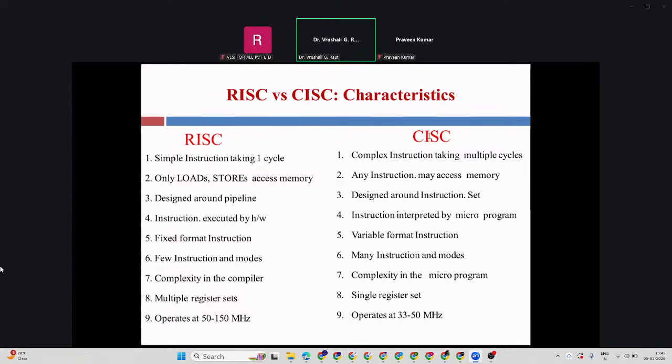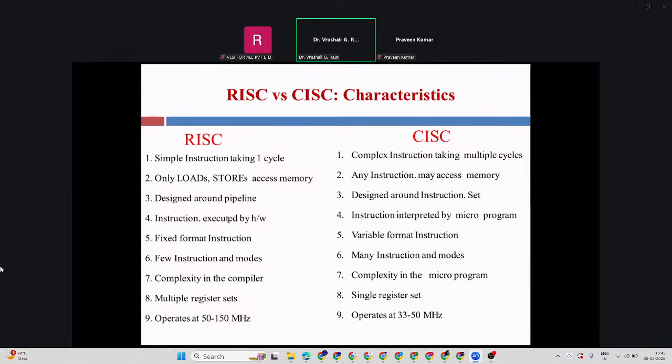Whereas in this complex instruction, any instruction may access memory. That is the difference, and that's why complexity is coming into the instruction. Are you understanding? Then, design around pipeline. Reduced instruction, how are they designed? They are designed around the pipeline. What do you understand by this? It means how the data is flowing around it is designed, whereas this is designed around the instruction set. Okay, that is the difference.